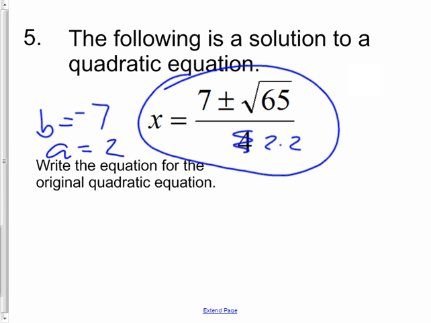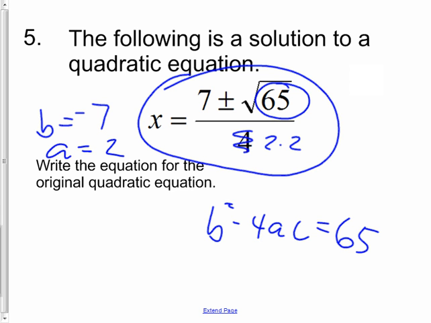Give you a hint. This is an equation. Something equals 65. What's the equation? B squared minus 4AC equals 65. And don't we know some of these? We do. We know A is 2. So this has got to be a 2. And we don't know C. But we do know B. B is -7. And now all of a sudden, I know I can just solve for C. It's just a little math problem that only has one variable in it.